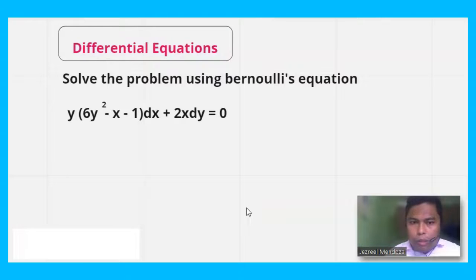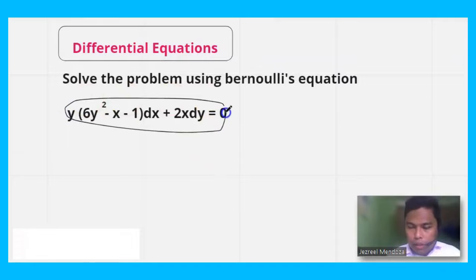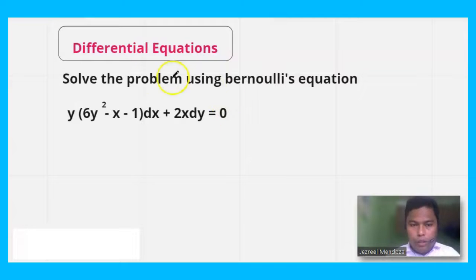This time we will solve a problem of differential equations using Bernoulli's equations. So again, a Bernoulli equation is either linear in x or linear in y. For this one, we will determine if it is linear in x or linear in y.